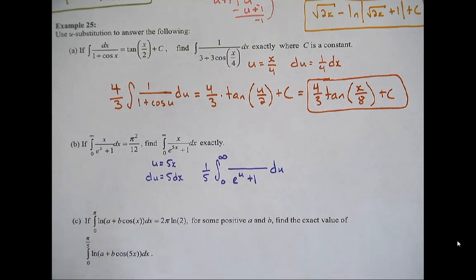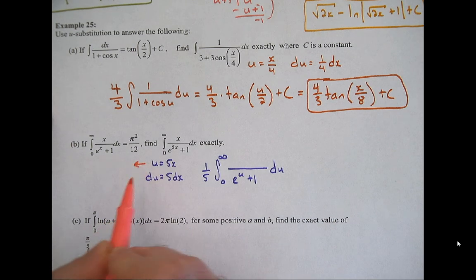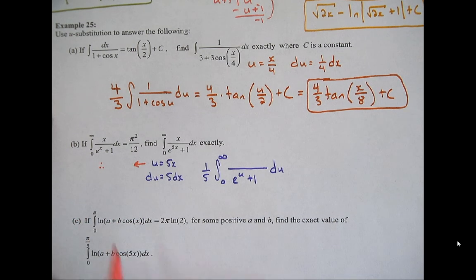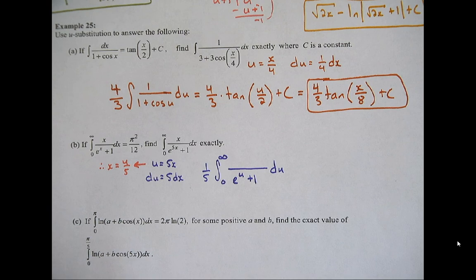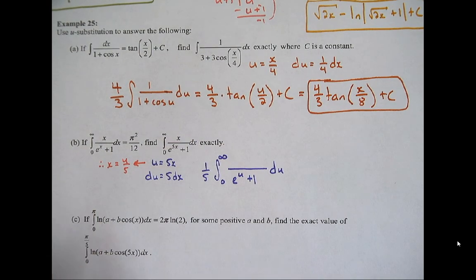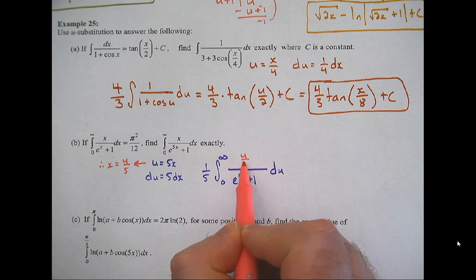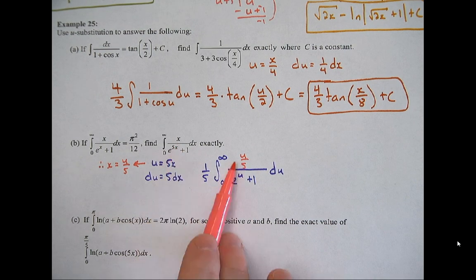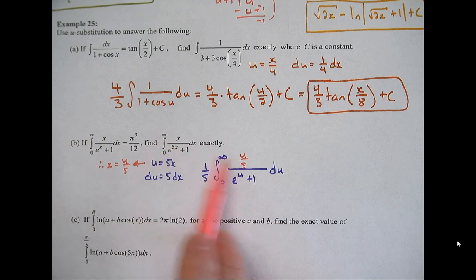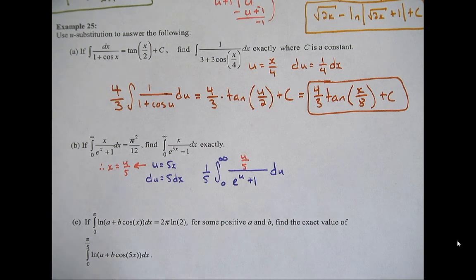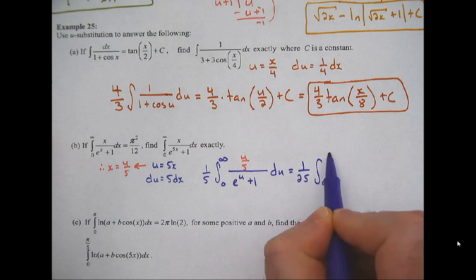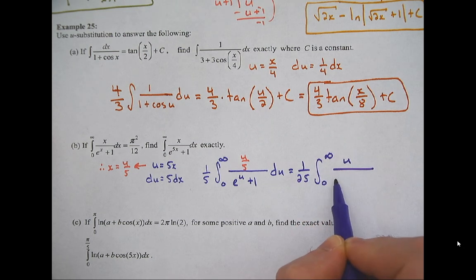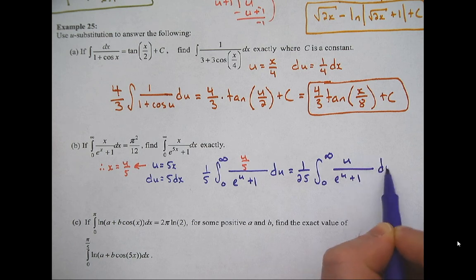So I'm going to go back to this. What can we do to figure out something for x? Well, I can resolve this so that x is equal to u over 5. So if x is u over 5, I can put u over 5 in here. But it's still not right. It's supposed to just be the variable that we're talking about. So I'm going to take this u over 5, and take out the 1/5 again. So we would get 1/25, the integral from 0 to infinity of u over e to the u plus 1 du.